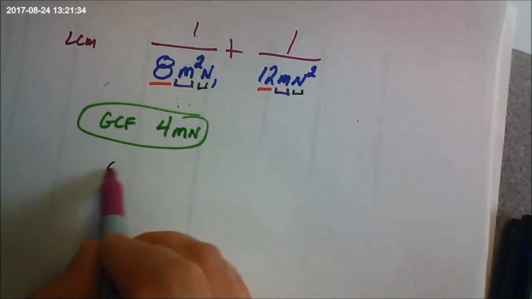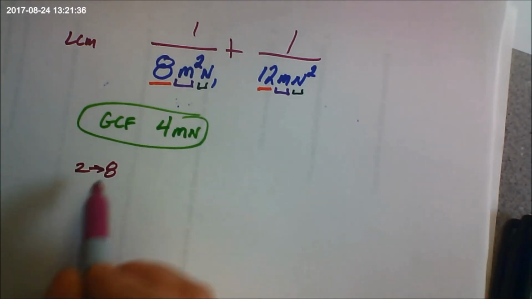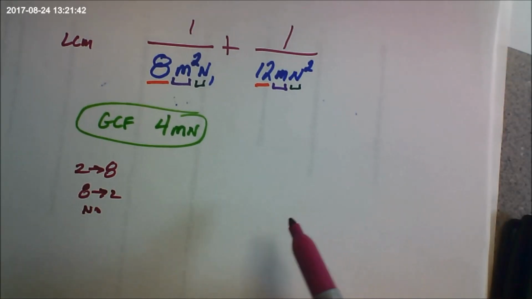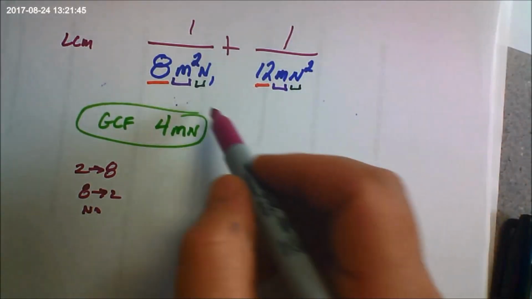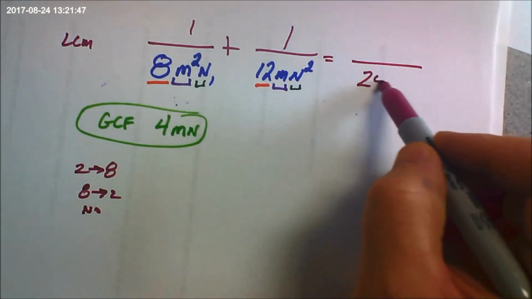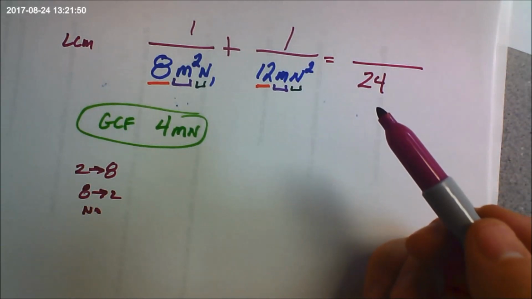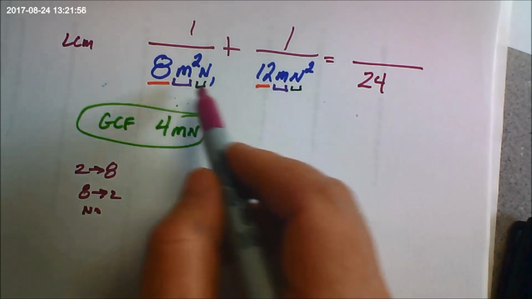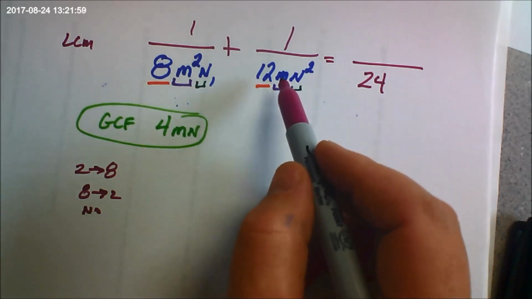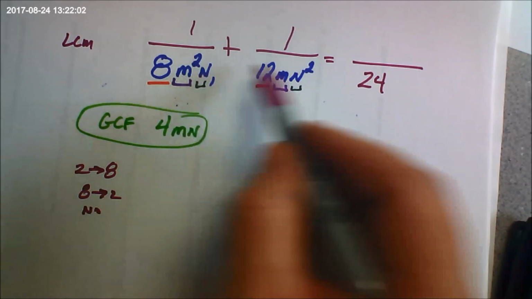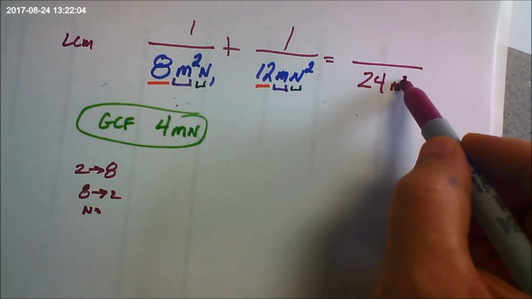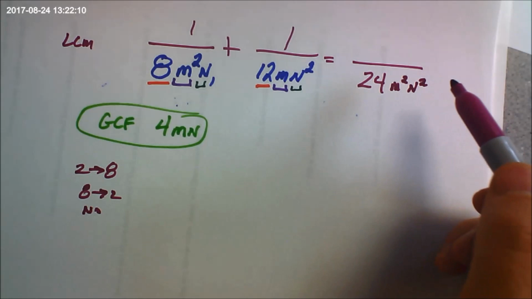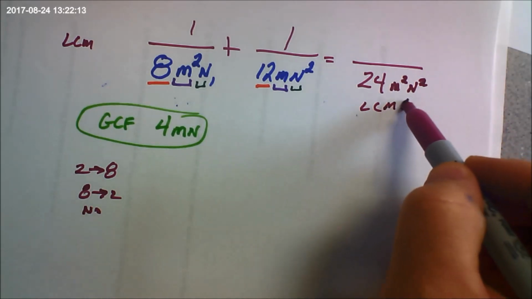See, 2 goes into 8, but 8 doesn't go into 2. You see what I mean? So 24. They both go into 24. That's the smallest thing. What about m squared and m? I can't make m squared into m, but I can make this one into this by multiplying by m, right? So that would be m squared. And then the same way with the n squared. That's your LCM right there.